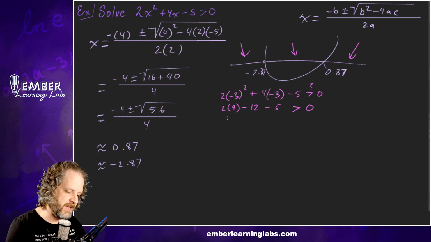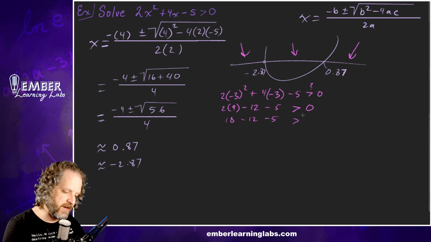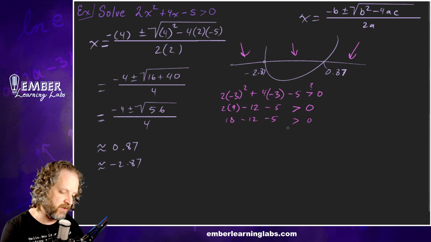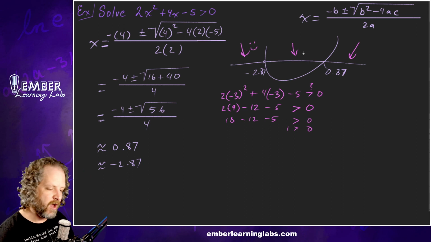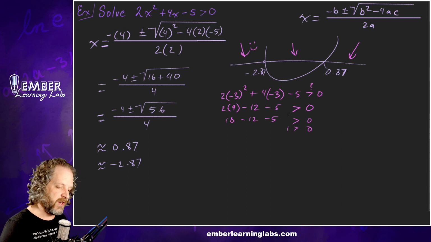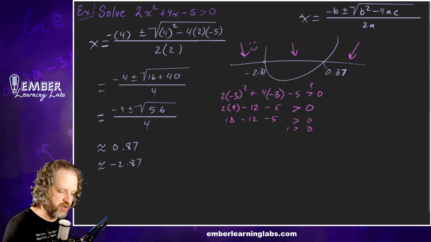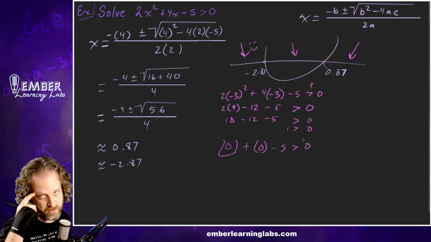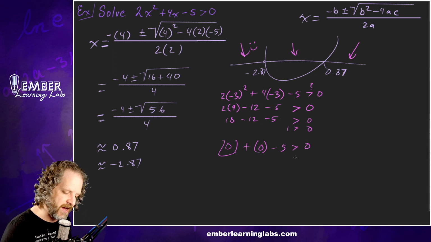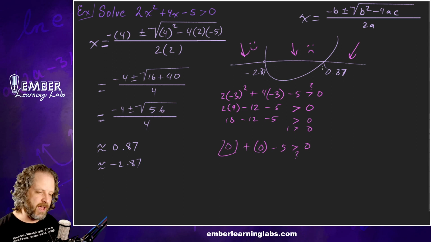What's 2 times 9? 18. +18 minus 12 minus 5. 18 minus 12 is 6 minus 5 is 1. So is 1 greater than 0? Yes, it is. It works over there, right? What about here? Well, this is a case where we got the 0. So remember what's going to happen is it's just going to whoosh. So is -5 greater than 0? Because I put the 0 here and plus the 0, and it's still just -5. Right. So is -5 greater than 0? No, it doesn't work right there. Doesn't work in that region.